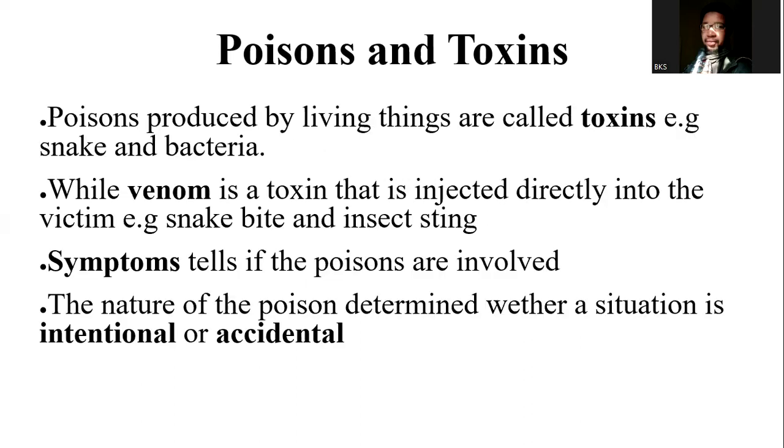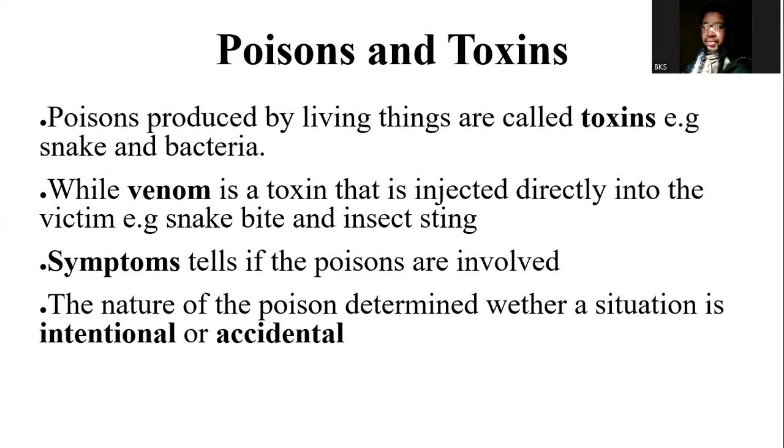So we talk about poisons and toxins. Somebody will say, why poisons and toxins? They are the same thing. Yes, of course, they are the same thing. Poison is just a general name, but toxins are only poisons that are produced by living things. Of course, there are those that are not produced by living things, chemically or synthetically produced. We classify them all under poisons, but they are called toxins if they are actually produced by a living thing, be it a snake, bacteria, etc.